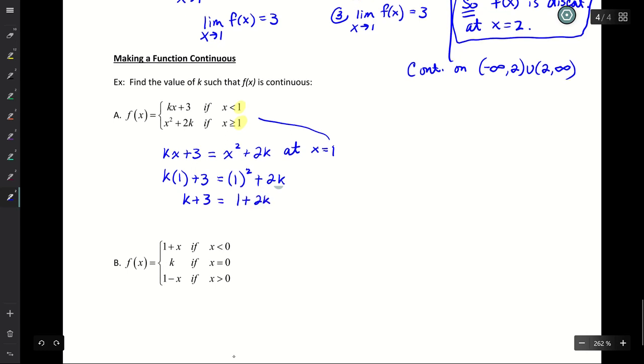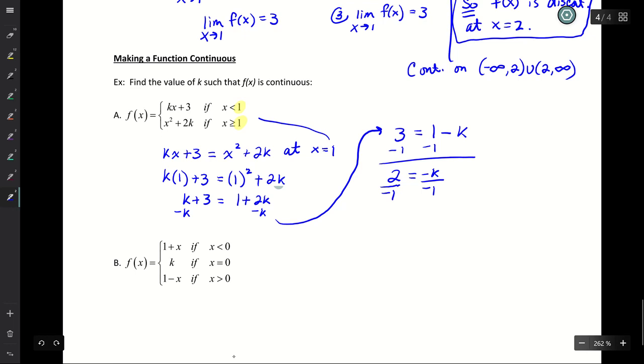Just for ease, I'm going to bring my k's to the right-hand side. You can do whatever you'd like there. So I'm going to have 3 equals 1 plus 2k minus k, and 2k minus k is just going to be k. I'm going to subtract the 1 over. So we'd have 2 equals k. And so here, we'd end up with k equals 2. So 2 is the k value that makes this particular function continuous.